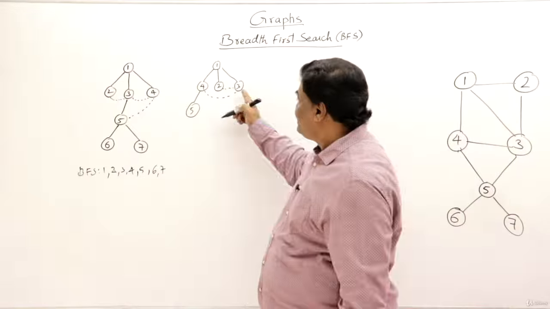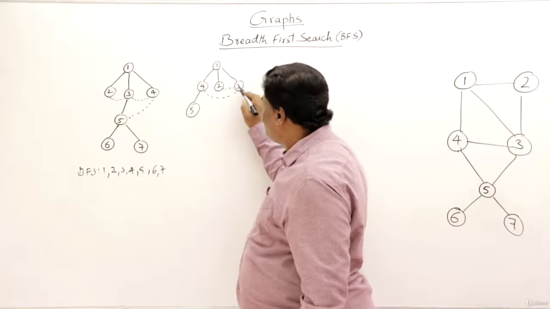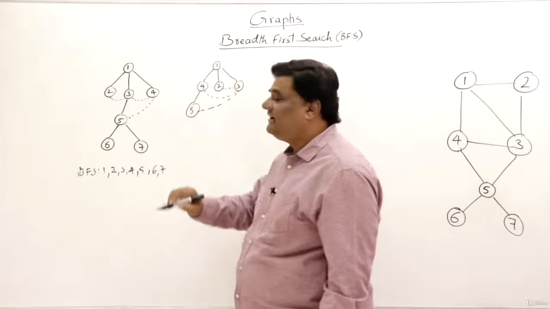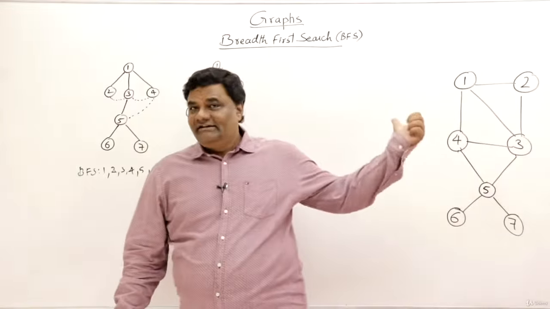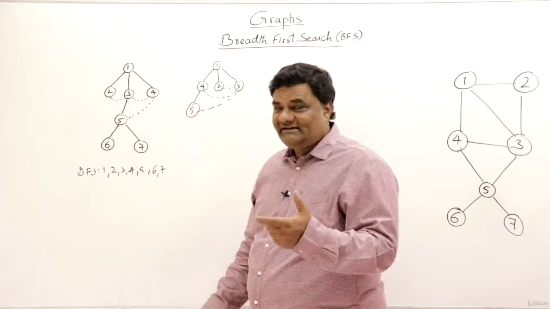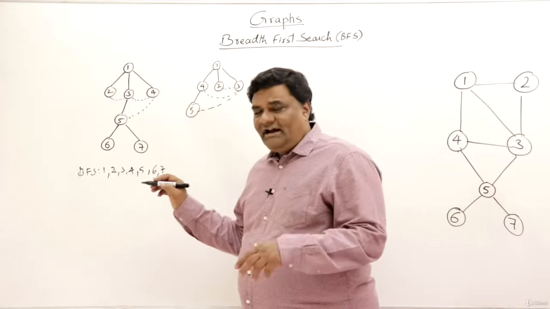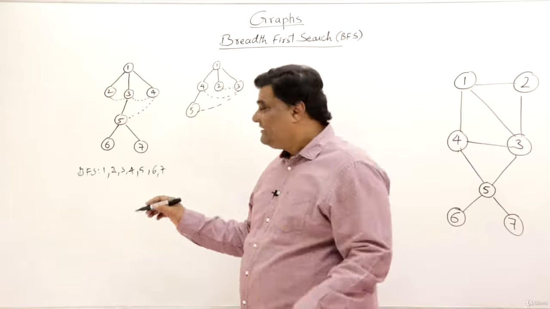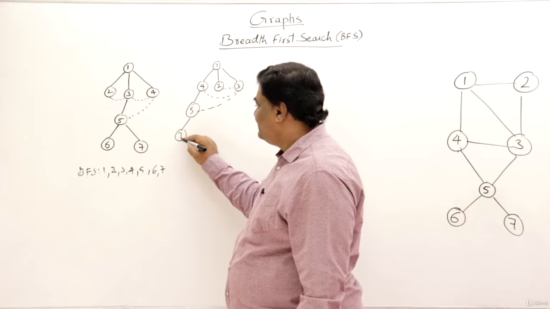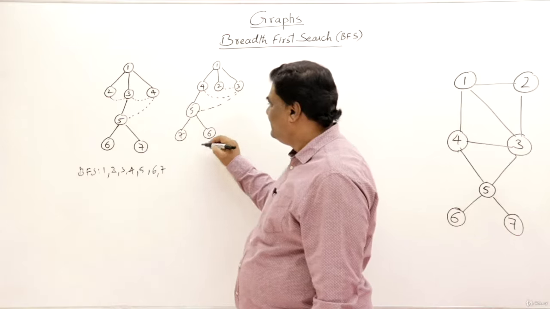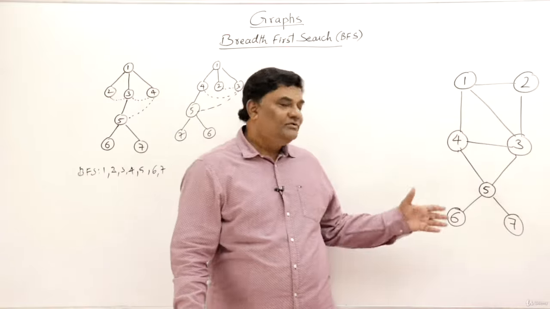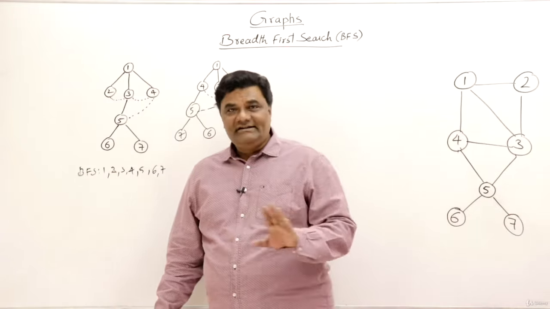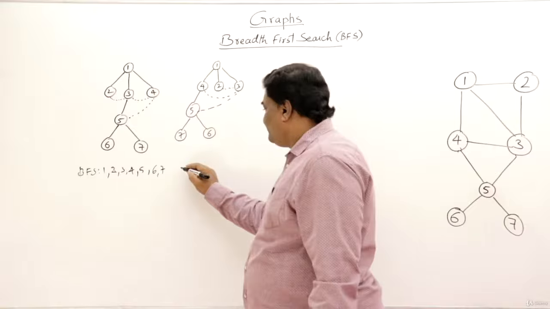Then next is 3. Who is adjacent to 3? 4, which is already there, and 5 is already there. I'll draw a dotted edge. Then next for 5, who are adjacent? 6 and 7. So do I have to take them in the same order, 6 and 7, or can I change the order? You can change the order. So I will take first 7, then 6. Then from 7 and 6 there are no other edges. That's all. Then what is the level order of this one?